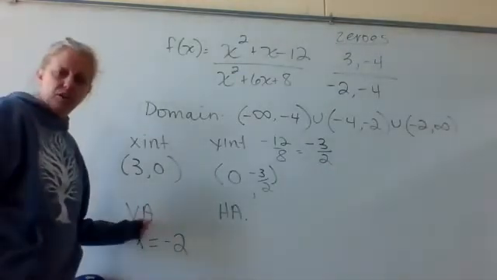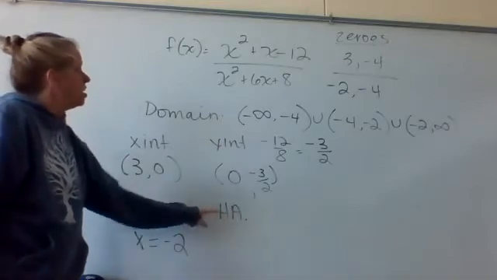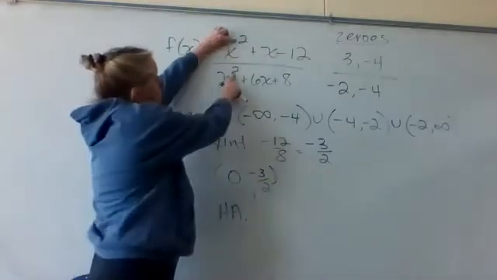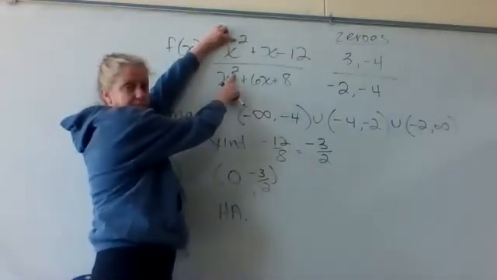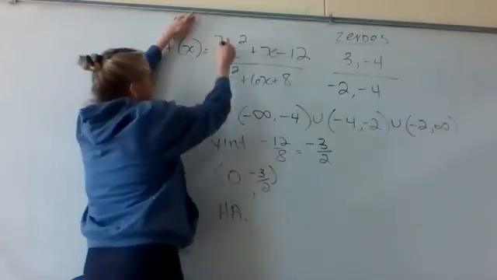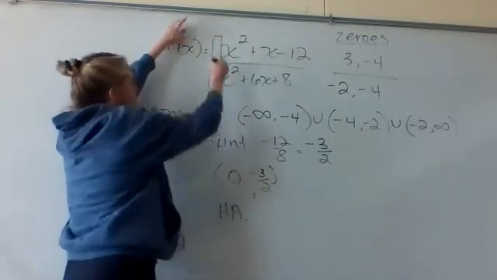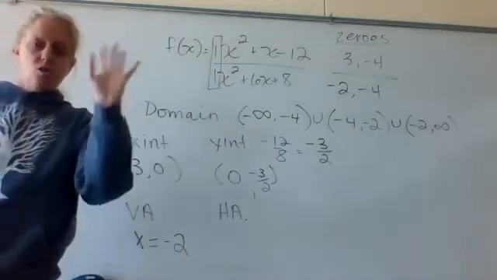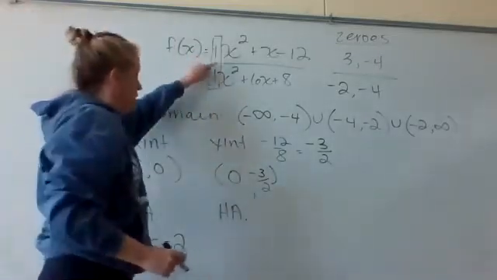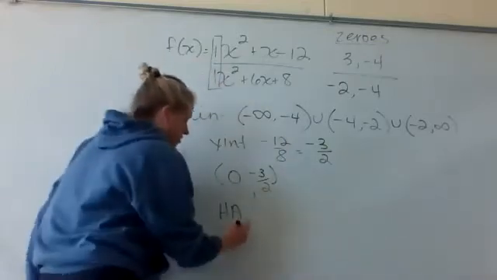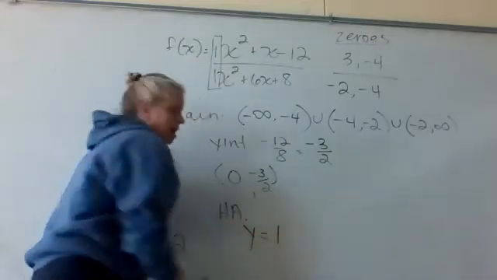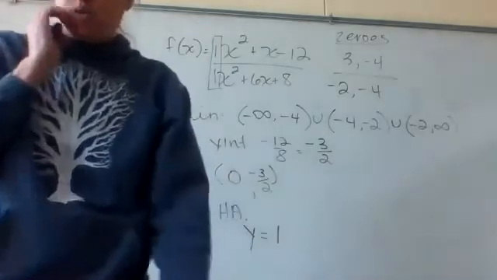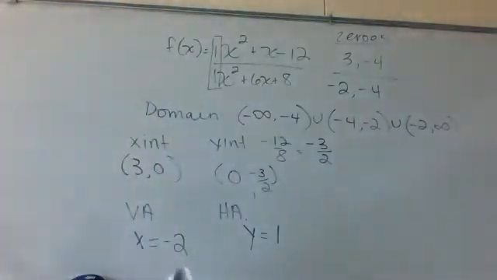Did I say horizontal? I meant vertical. The horizontal asymptote, my degrees are the same. When your degrees are the same, the leading coefficients, the top over the bottom, is where your horizontal asymptote is. So 1/1, which is just 1. So you have a horizontal asymptote at y equals 1.